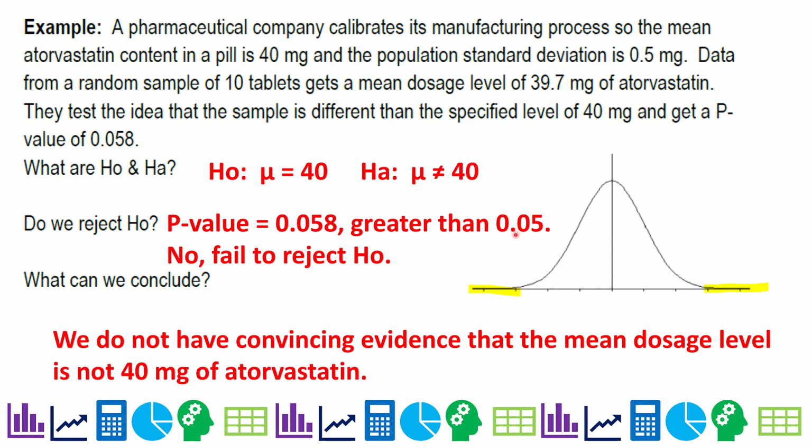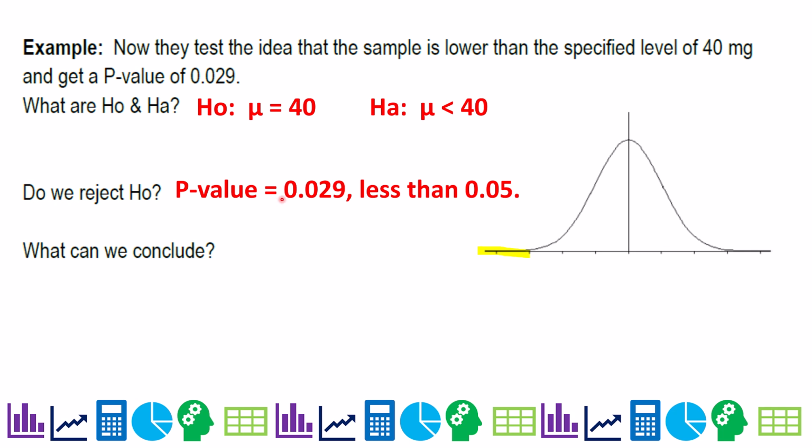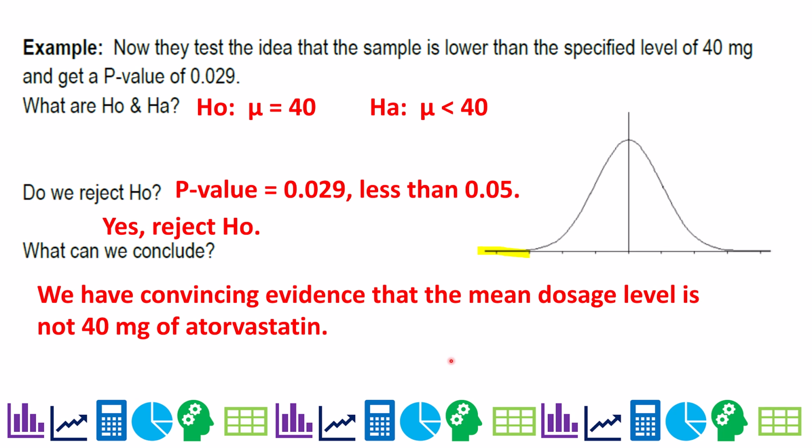All right, now we're going to change it. So we're looking at just less than. We're just worried that it's less than 40 milligrams. So our H naught is the same. We're still assuming it's 40, but we change our HA to less than 40, which changes our shaded area to the less than side, which halves our p-value. It's 0.029. Now that is less than 0.05. And yes, we're going to reject H naught. So that means we have convincing evidence that the mean dosage level is less than 40 milligrams of atorvastatin.